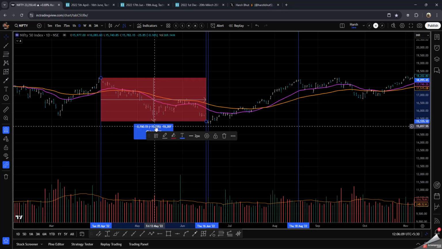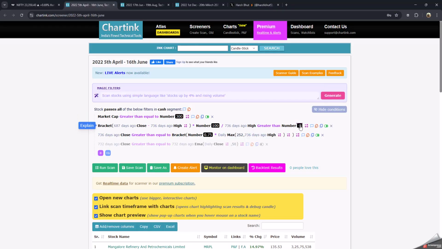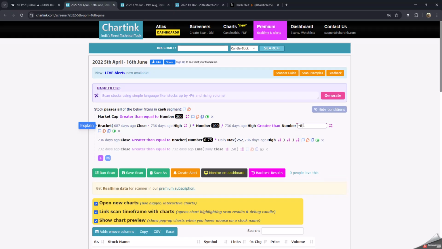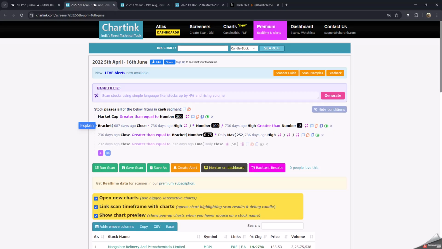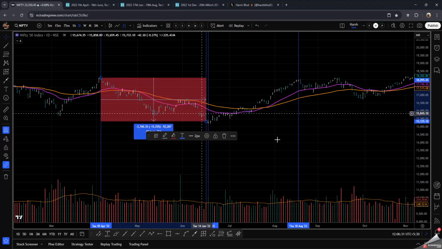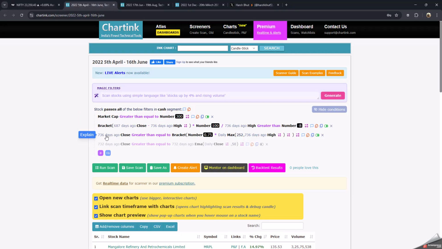I took half of the index fall here. You can take any number, you can take 0 as well, you can take 1%. If you put positive 1 or 2, it means that in between these two dates, the stock is giving more than positive 1% or 2% return. So you can put any number. I put minus 8% now.